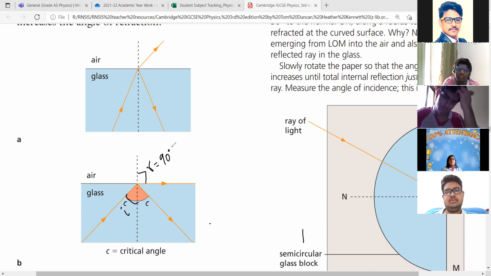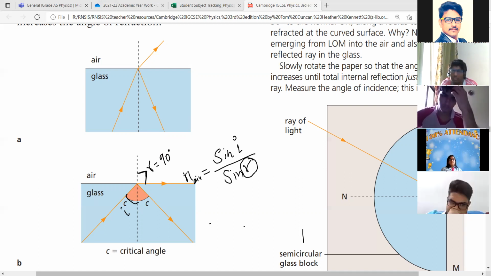Yes, sir. So what I can say here is, if I do the math and try to find sine of i to that of sine of r, in which medium is it? The second medium is air, right? So we are actually finding the refractive index of air with respect to glass. But in the questions, normally the refractive index, the critical angle, everything will be given, but they will ask us to find the refractive index of glass instead.